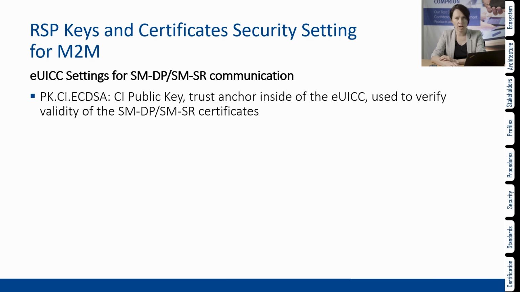So the EUICC checks if the certificate received from the SM-DP and the SM-SR is authentic. Therefore it uses the certificate from the GSMA CI. It checks who signed this certificate. If it's the same GSMA CI, which is already the trust anchor inside of the EUICC, then everything is fine. If not, then it's something else.